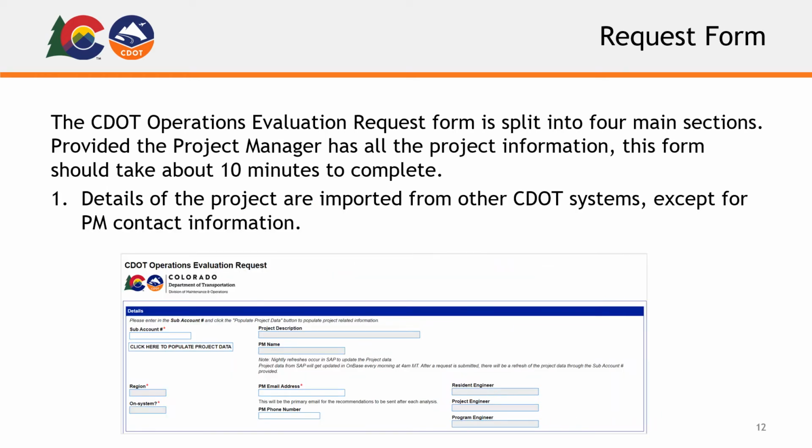The CDOT Operations Evaluation Request Form is split into four main sections. Provided the project manager has all the project information, this form should take about 10 minutes to complete. 1. Details of the project are imported from other CDOT systems, except PM contact information. You must fill out any fields with a red asterisk in order to submit the request form. The grayed out fields are read-only and will be auto-populated with project data from SAP. The system refreshes every night for up-to-date project data.